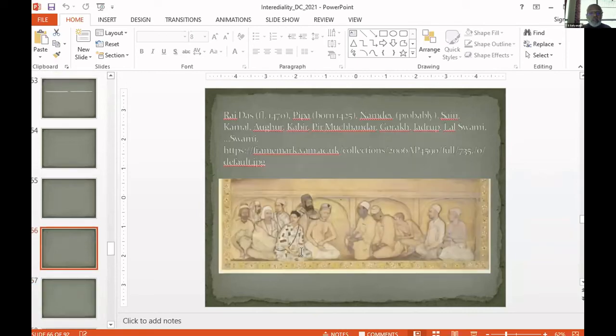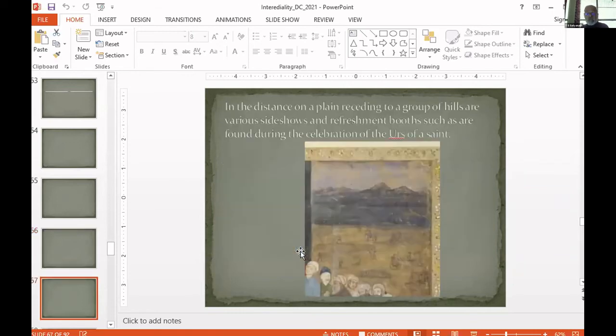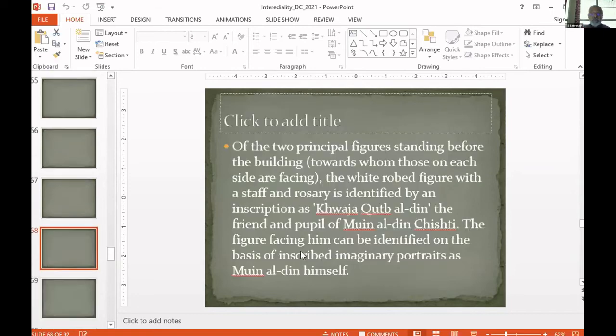This is the one, and I read them. The first one is Rai Das, Pipa, Namdev, Sain, Kamal, Augar, Kabir, Peer Machendranath, Gorakh, Jadrup, Lal Swami, and Sam Swami. Now I'm trying to use that. This is the portion that I have enlarged. In the distance on the plain receding to a group of hills are various sideshows and refreshment booths, such as the one found in the celebration of an Urs or a Mela. That's where I want to come eventually.